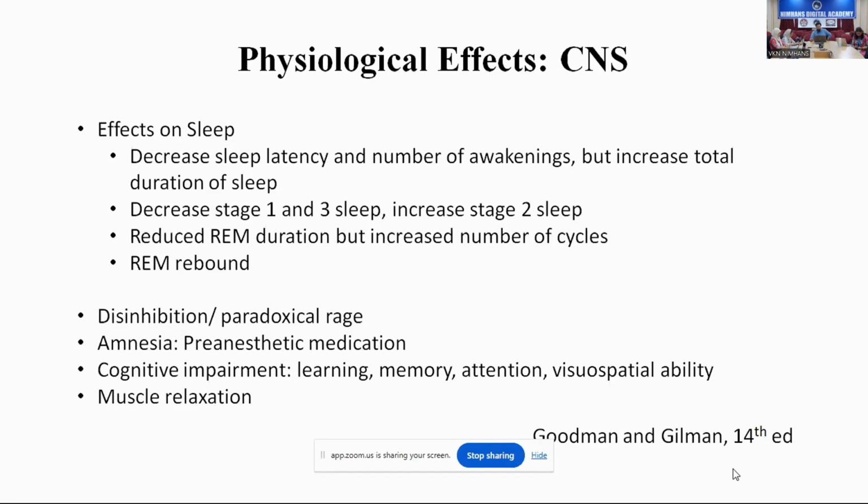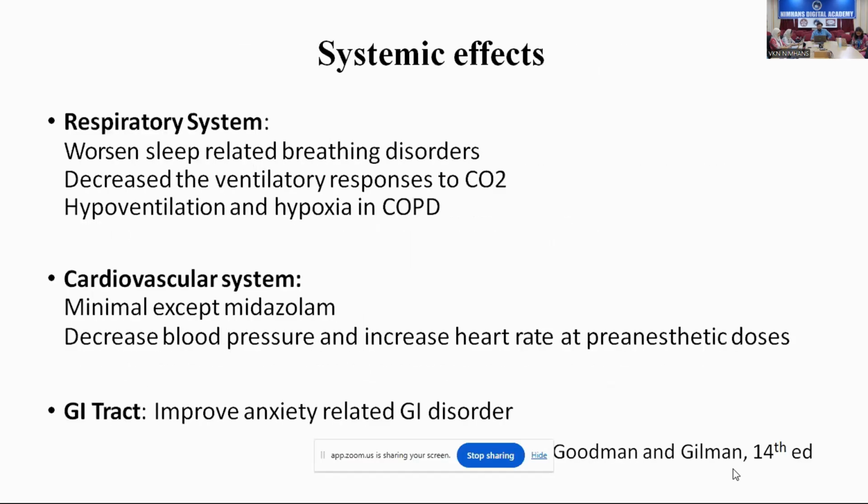Cognitive impairment, yes, it can affect learning, memory, attention, and visual spatial ability. That's why prescribing benzodiazepines in the elderly is a special technique. We don't usually prescribe benzodiazepines in the elderly unless it's absolutely needed. And obviously, one more function of benzodiazepines is muscle relaxation.